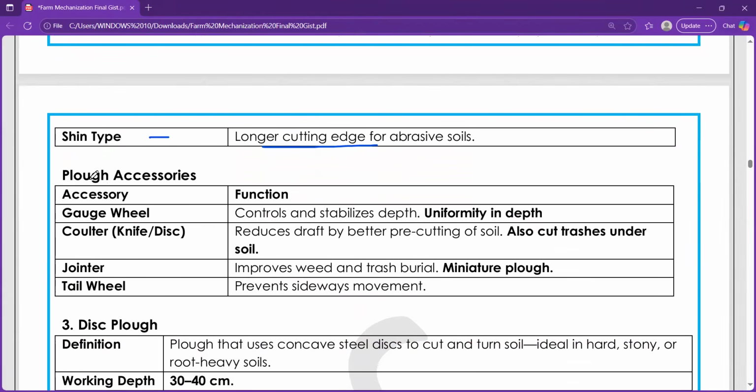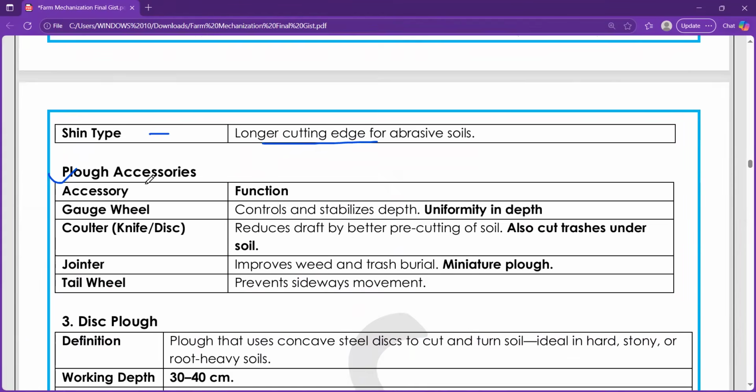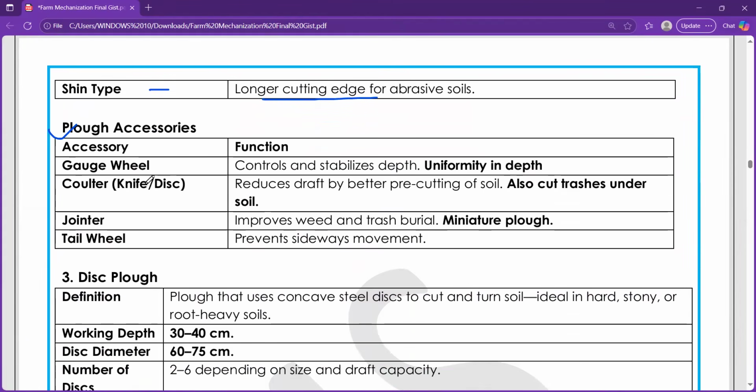Then there are different types of plug accessories, which can be attached or detached from the plug. First, we have the gauge wheel, which controls and stabilizes the depth, or you can say it helps in uniformity of depth. Then we have the coulter or knife. It can be of knife type or disc type. It reduces the draft by better cutting of the soil, and it is also useful in cutting the trash and burying it under the soil.